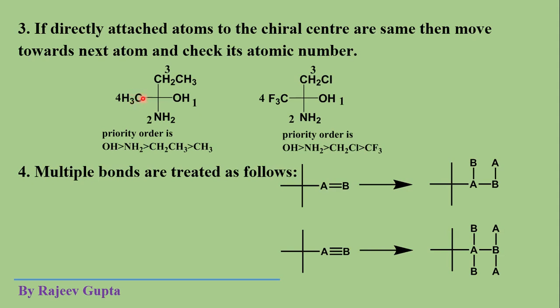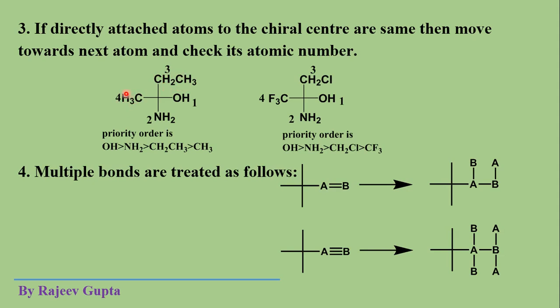Further attached atoms to this carbon atom are 3 hydrogen atoms, and directly attached atoms to this other carbon atom are 2 hydrogen atoms and 1 carbon atom. So we will check the atomic number of these atoms.